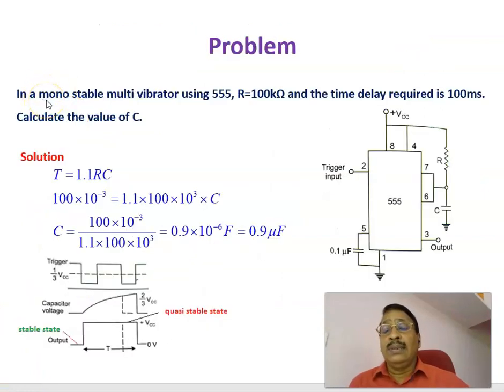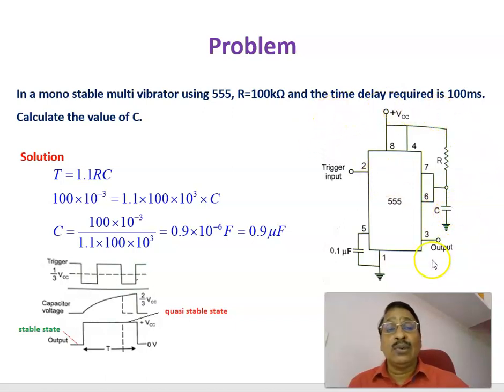There is a problem in a monostable multivibrator using a 555 IC, and the resistance value is given as 100 kilo ohm, and the time delay required is given as 100 milliseconds. Therefore, this quasi-stable state duration is given as 100 milliseconds, and the resistance value to be connected externally is 100 kilo ohms. You are asked to find out what should be the value of the capacitance to be connected.